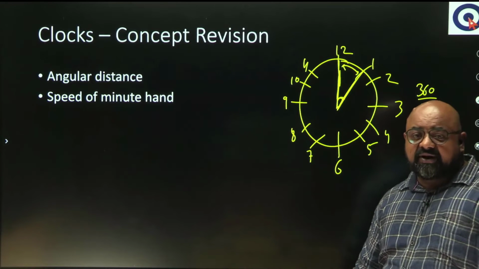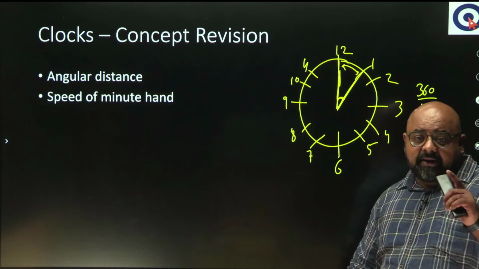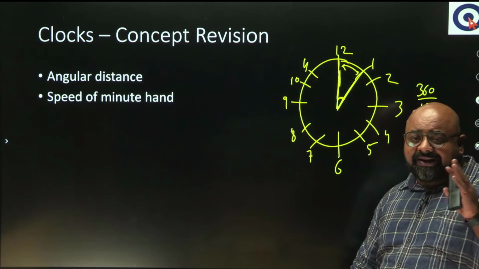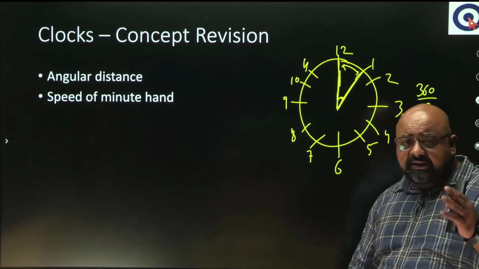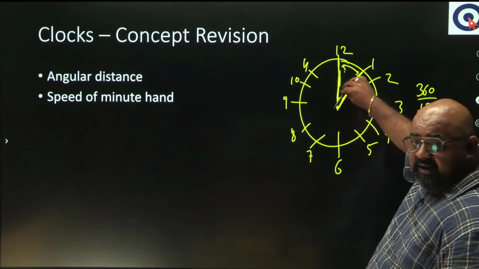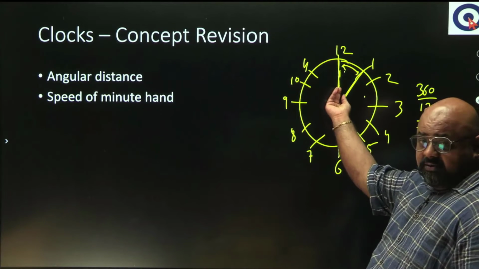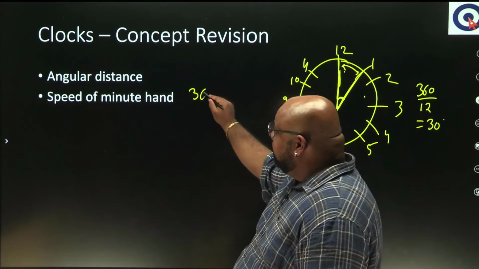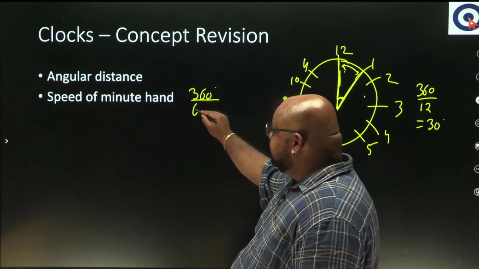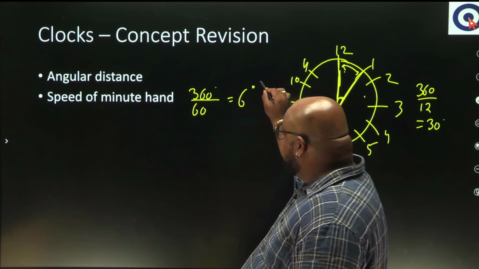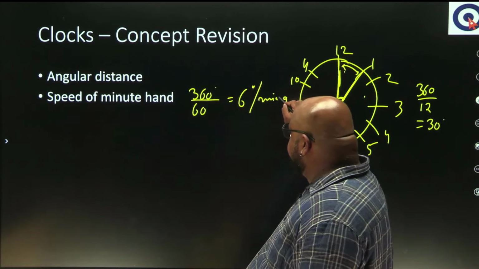So what will be the speed of the minute hand? The unit that we want is degrees per minute. Now in an hour, what does the minute hand do? Say from 1 o'clock to 2 o'clock, the minute hand will complete one full circle, right? So the minute hand covers 360 degrees in 60 minutes, and therefore the speed becomes 6 degrees per minute.